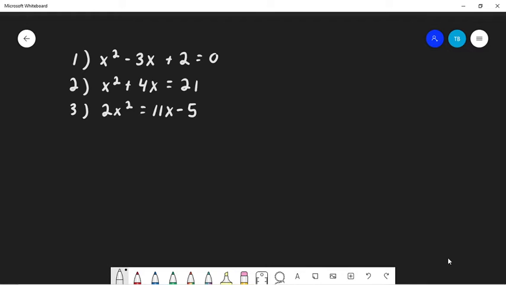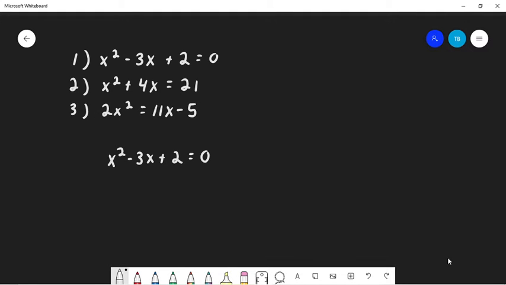Then we factor the resulting trinomial into two binomials and employ what's called the zero product property. And to see how that works, let's do these example problems together. So we'll start with number 1, and I will rewrite it down here. So we'll do x squared minus 3x plus 2 is equal to 0.